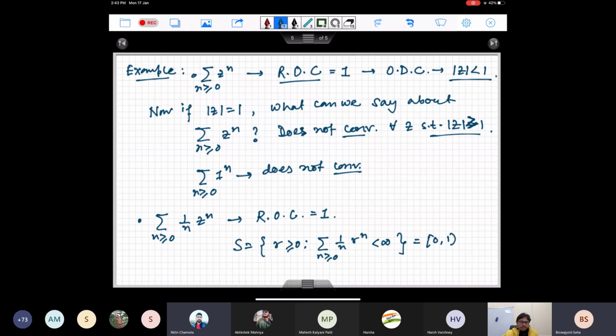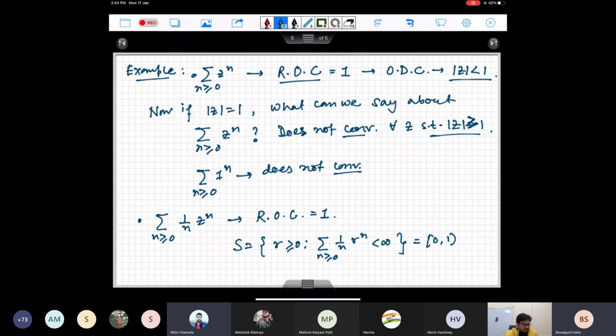R equal to 1 does not belong to this set, because the harmonic series 1 upon n does not converge. Therefore r equal to 1 does not belong to this set. And now you will be able to show that given any r which is less than 1, this series converges. Correct? Yes, given any r which is less than 1, this series converges.